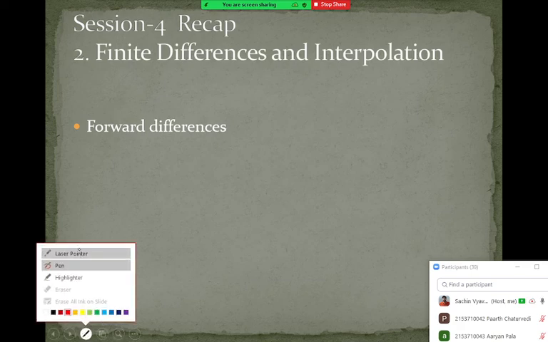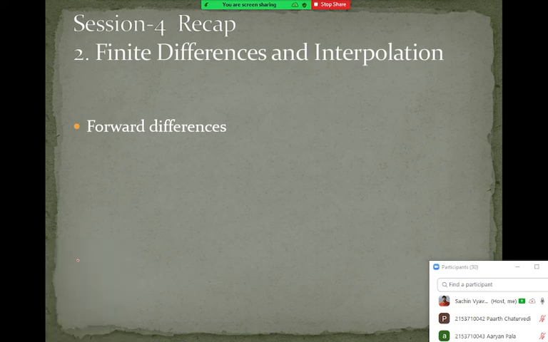Can anyone tell me what is the definition of the forward operator? Let me write it here. Delta f(x). Can you tell me what is delta f(x)? Quick. f(x plus h) minus f(x). Correct. f(x plus h) minus f(x) is the forward difference of f(x) here.